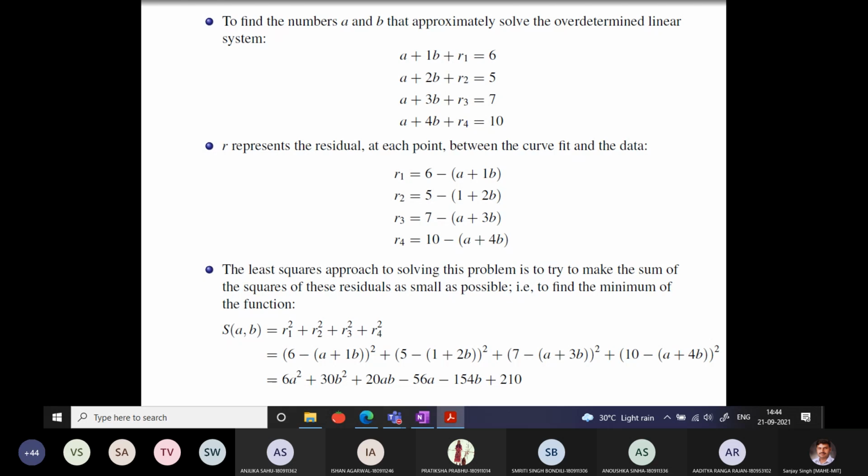Okay. Now what next? How do you find the value of a and b so that this residual error will be minimal? Any idea? How will you find the value of a and b?